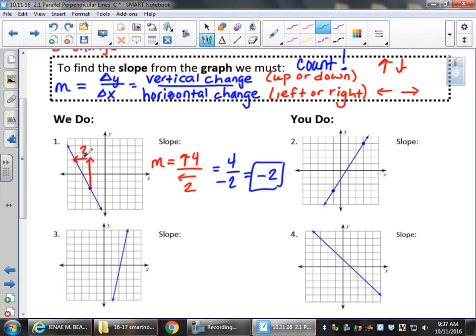So let's see. If I go from the other direction, if I start here, that's down 1, 2, 3, 4. They're going to be the same though, right? Down 4, and then right 2. Down 4 is a negative 4. Right 2 is a positive 2. I still get negative 2. So that's a nice reminder from Thursday, it does not matter which point we count from, we should still get the same answer.